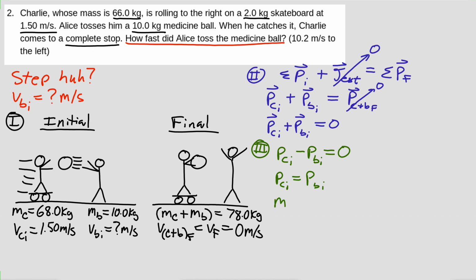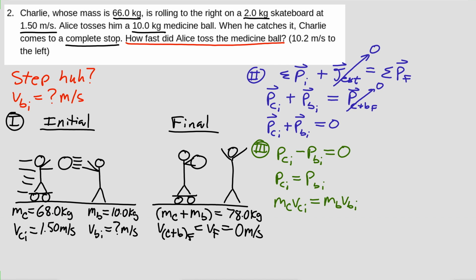So P sub ci becomes m sub c v sub ci, and P sub bi becomes m sub b v sub bi. So hopefully it's clear why we need all of these subscripts. I have 2 different masses, and I have 2 different velocities. So I need these little subscripts to help me keep clear what everything is.